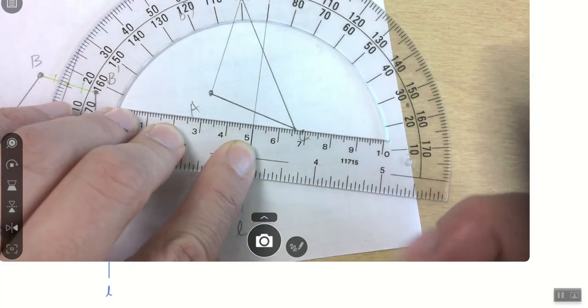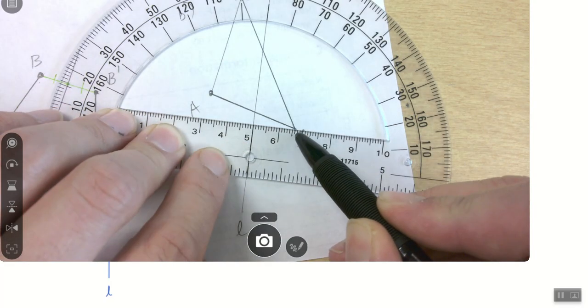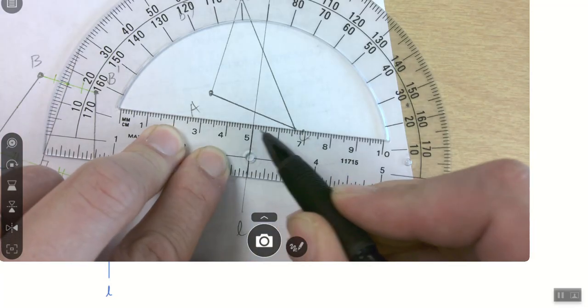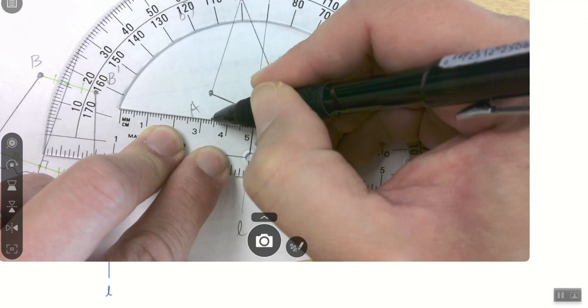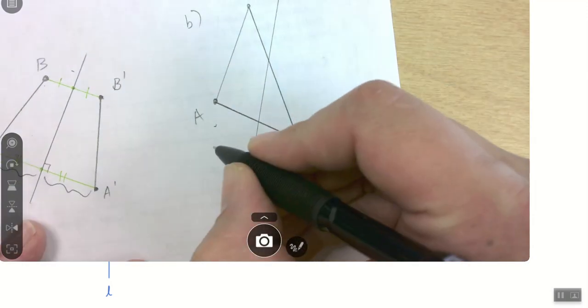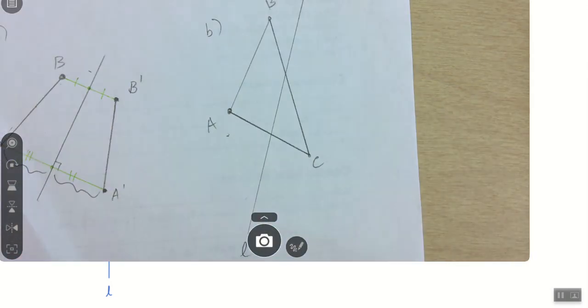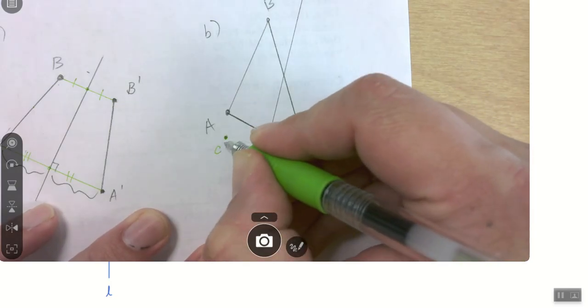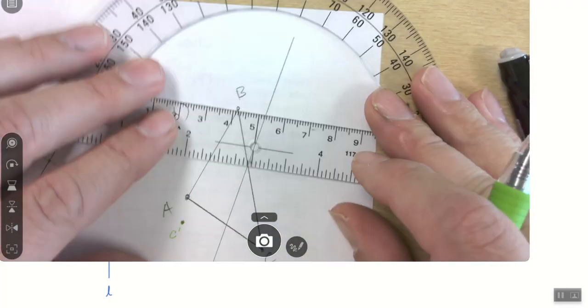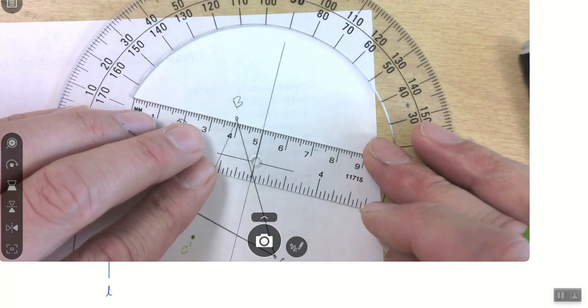How many centimeters away from 5 does this look to be? 1.5. So here's 1.5. It's about there. What am I going to name this new point that I just found? C prime. This is now my point C prime.